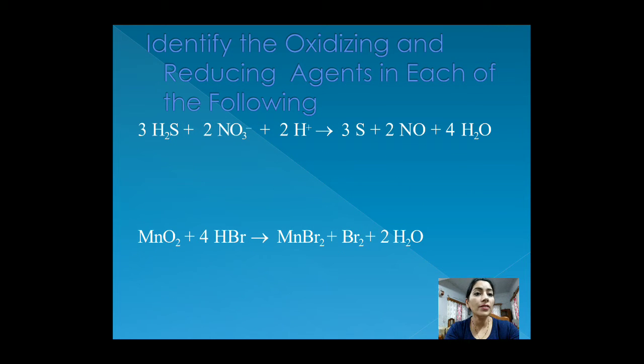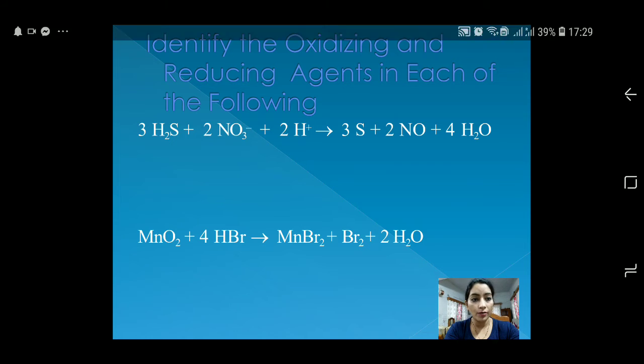Now is the question. Identify the oxidizing and reducing agent in each of the following reactions. We have taken two examples. In these reactions, we have to find out which is the oxidizing agent and which is the reducing agent. In the first reaction, hydrogen sulfide gas reacts with nitrate ion in the presence of acid, giving sulfide ion, NO and water. In the second case, MnO2, manganese dioxide, reacts with hydrobromic acid, giving manganese bromide, and bromine gas is released with water.